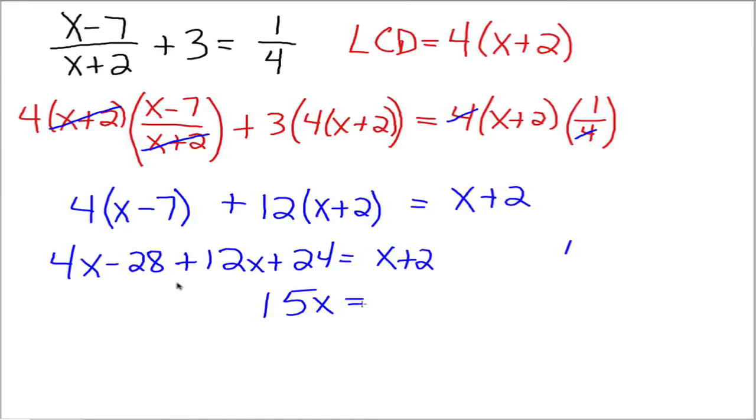Then on the left side we have negative 28 plus 24, which would be a negative 4. So add 4 to both sides, and you get 2 plus 4, which gives you 6.